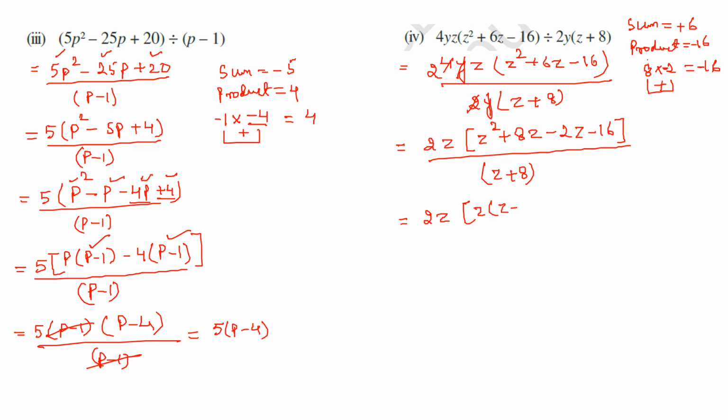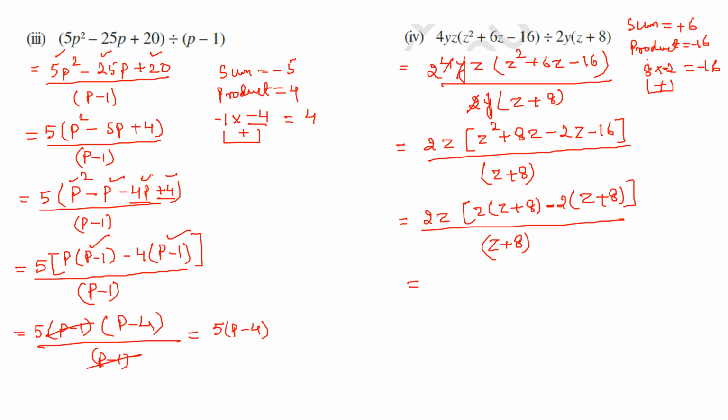So it will be z plus 8 from the first two terms, and from the second term I am taking minus 2 common. So again it is z plus 8 divided by z plus 8. Now here again you can see there is a negative sign. So minus 2 into z is minus 2z and minus 2 into 8 is minus 16.